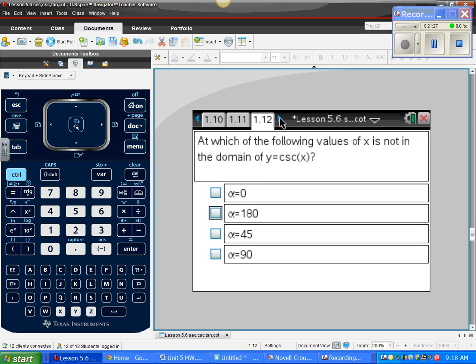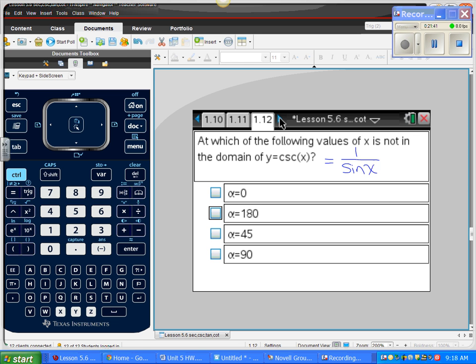All right, so at which of the following values of x is not in the domain of y equals cosecant x? What's cosecant again, guys? Good. All right, so here's my concern. Not in the domain. Domain means all the x values that are being used, right? So if something's not in the domain, that means the function doesn't exist there, or we get an undefined, okay? How do I get undefined? 0 where? In the denominator, right? So my concern is, where does sine x equal 0?